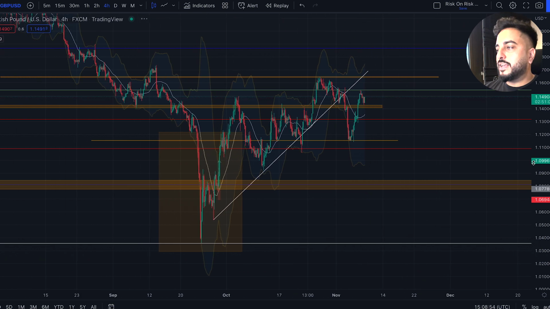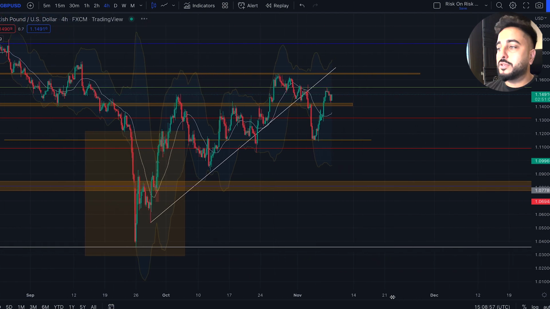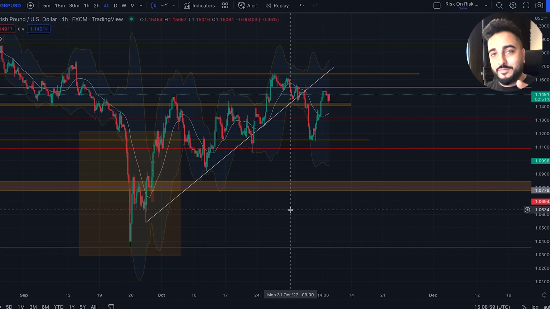Let's see what actually happens with the pound. Will it collapse? Will it have another attempt at all-time lows? You heard it here first.